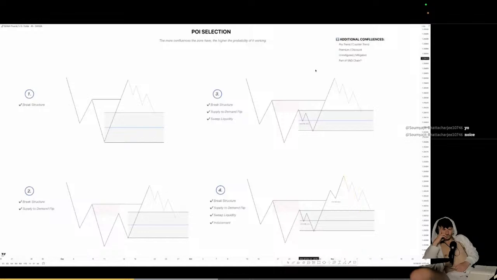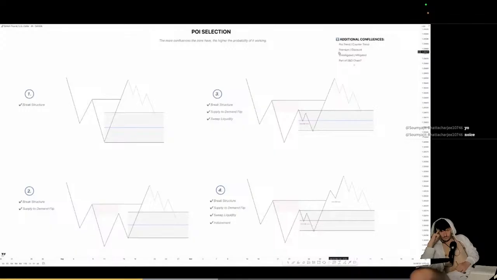There are going to be other confluences which you need to take into account as well, right? Things like your market structure. Okay, is this zone trading with the trend, or is this zone trading against the trend, right? Pro trend or counter trend. For example, demand zones in an uptrend are going to be more powerful than supply zones in an uptrend. Because in an uptrend, in a bullish market structure, we expect demand to be in control of price. We expect supply zones to fail and demand zones to work.